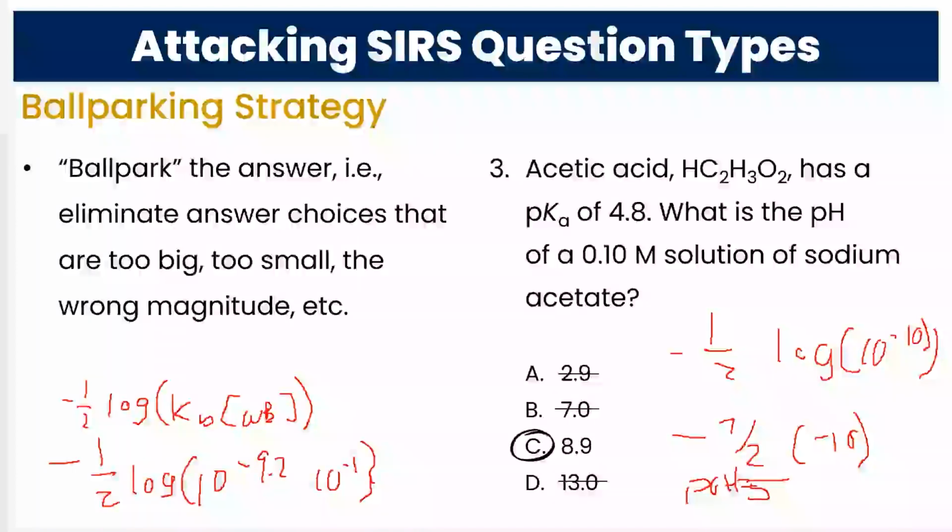So what's my pH? How do I find pH from pOH? pH plus pOH equals 14. So if I know the pOH is 5, what does my pH have to be? It's got to be 9. 9 plus 5 is 14. And wait, there we go. 8.9, that's close to 9.